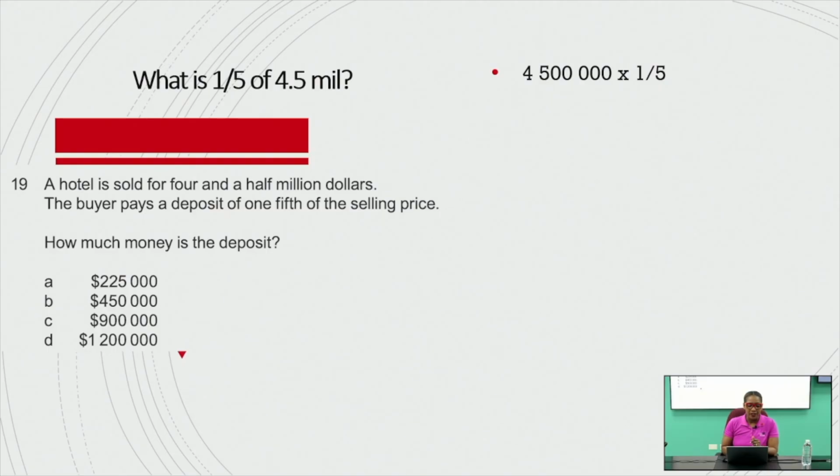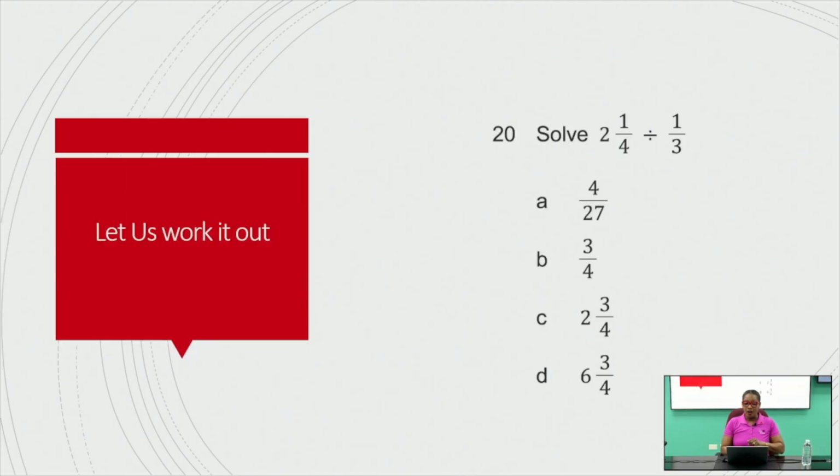So we are going to figure out what is 1/5 of 4.5 million. And we're pretty much dividing the 4,500,000 into 5 equal parts, because it's 1/5. And that gives us 900,000. So it's option C. And we are on to question 20. So you're pretty much a third into your paper. You're almost there. We're going to solve another fractional question.